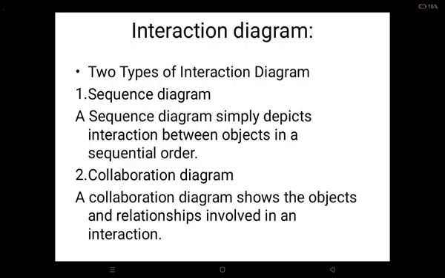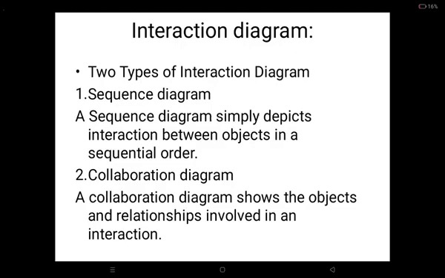Okay, interaction diagram. The interaction diagram also comes under the behavioral diagram. There are two types of interaction diagram. What do you mean by interaction diagram? Interaction diagrams show the interactive behavior of the system, how the system can interact. One is the sequence diagram, another one is the collaboration diagram. The collaboration diagram is also called the communication diagram.